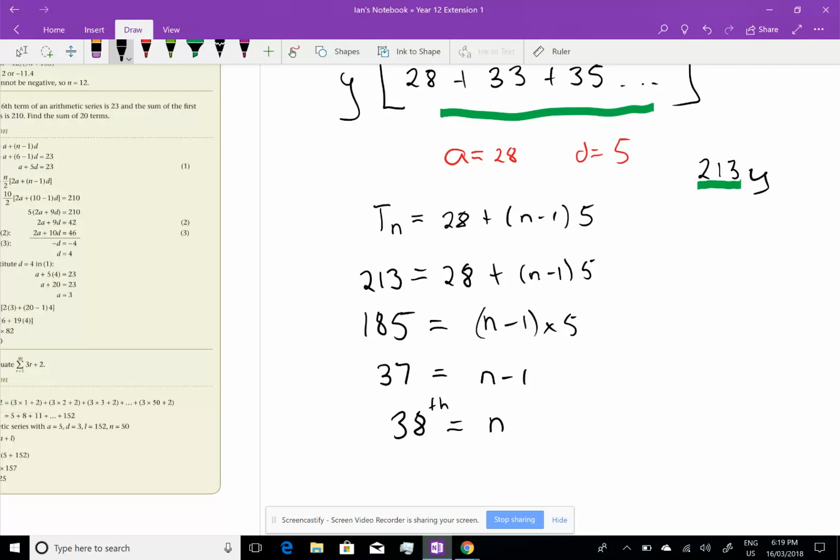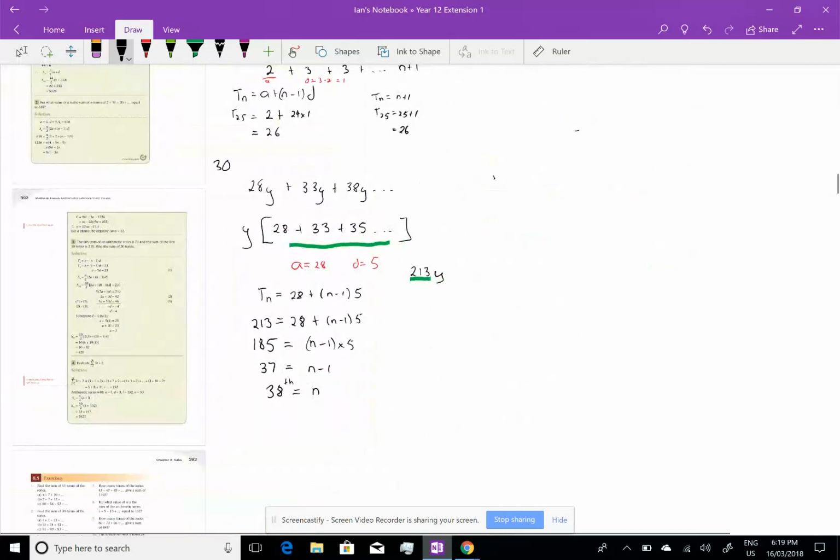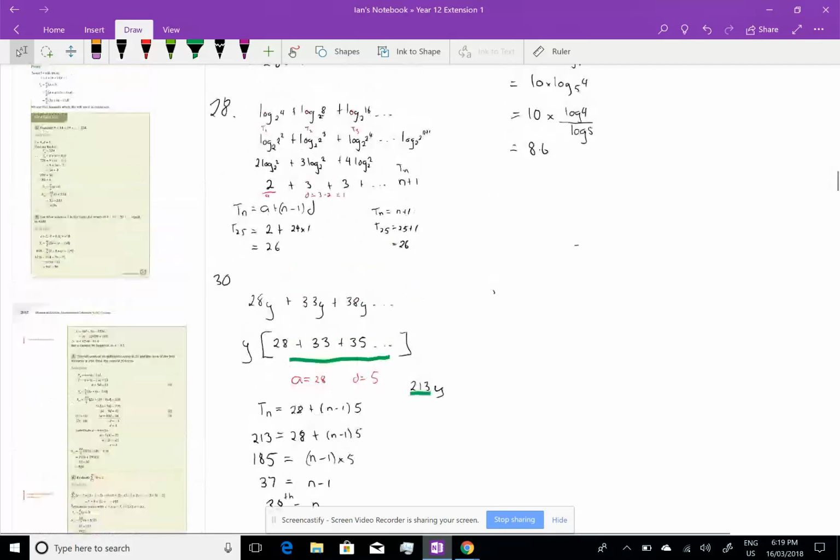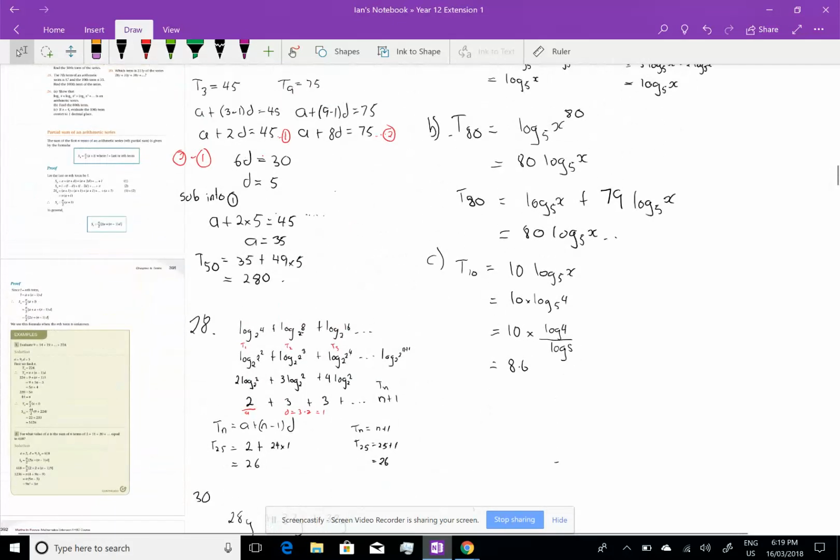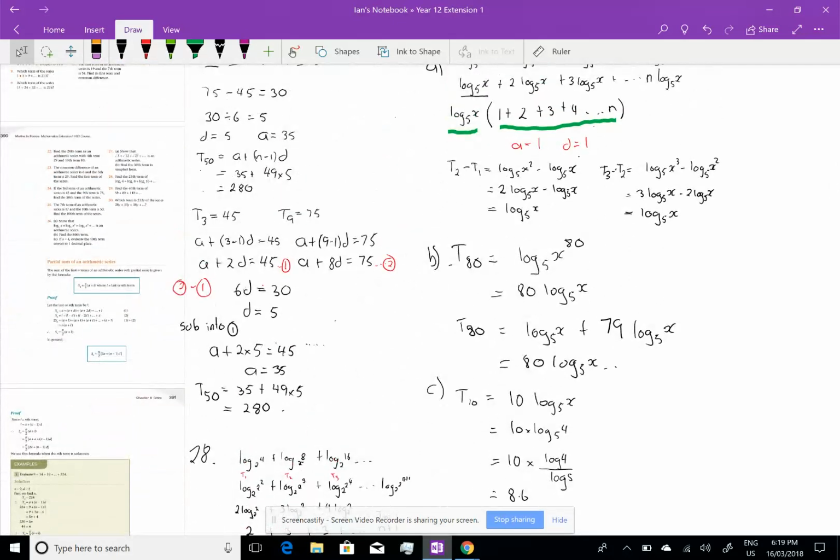Hopefully you're able to do these. They're not that hard. Remember, you can be a bit intuitive about it, or you can use the formulas. You can see that there are some log laws that you need to remember, because they do quite often use log laws in these sorts of questions.